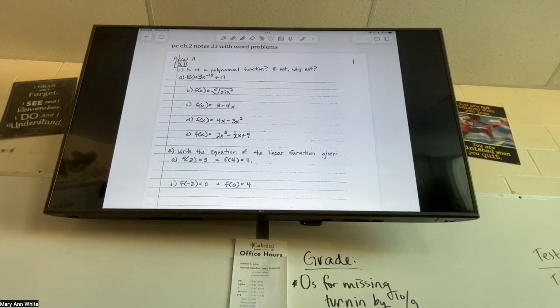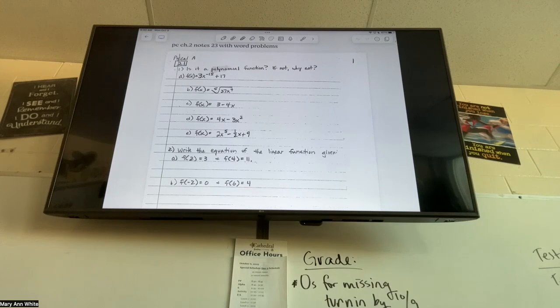So we're starting section 2.1 asking, is it a polynomial function? So my question to you is, what do you know about polynomial functions? What does a polynomial function mean to you? What is a polynomial?